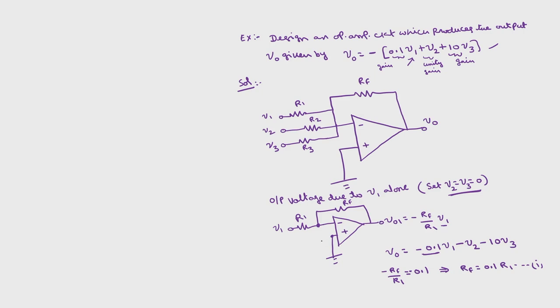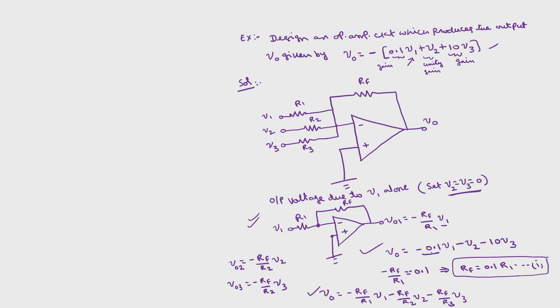Similarly, if you find the equivalent circuit due to only V2, we will get the expression V02 is equal to minus RF by R2 times V2. You can do it in a similar manner; this is exactly similar to this procedure. Similarly, V03 will be minus RF by R3 times V3. So what is V0? V0 is equal to minus RF by R1 times V1 minus RF by R2 times V2 minus RF by R3 times V3.